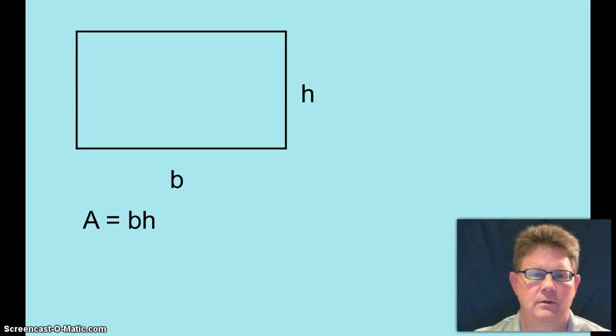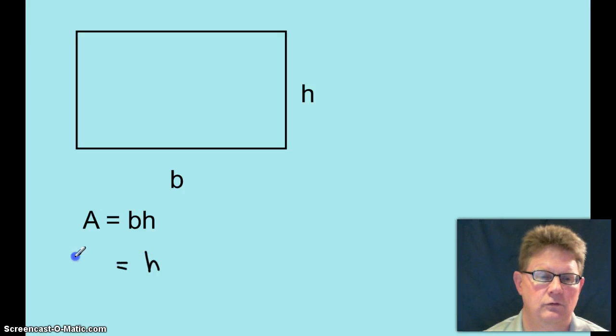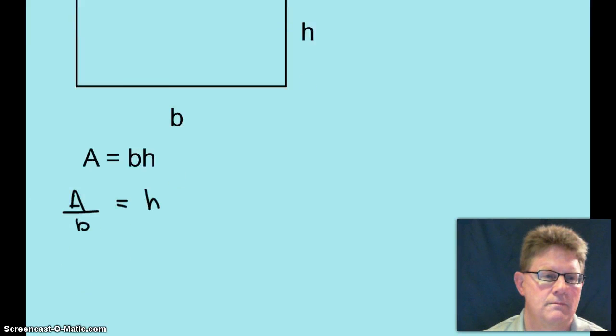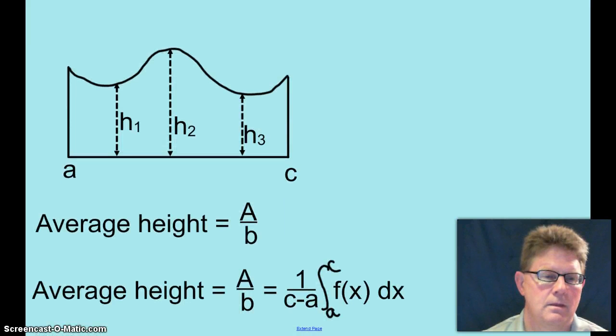Okay, the area of this rectangle is the base times the height. So what is the height with respect to the area and the base? Divide both sides by the base, and the height equals the area divided by the base. So, on a function that's not really nice, the average height is the area divided by the base.